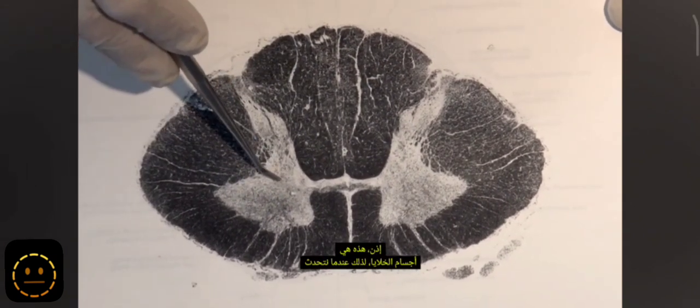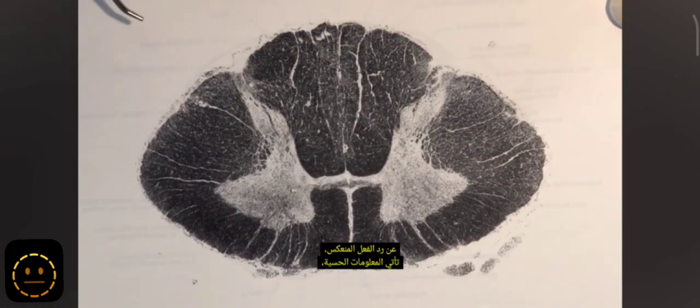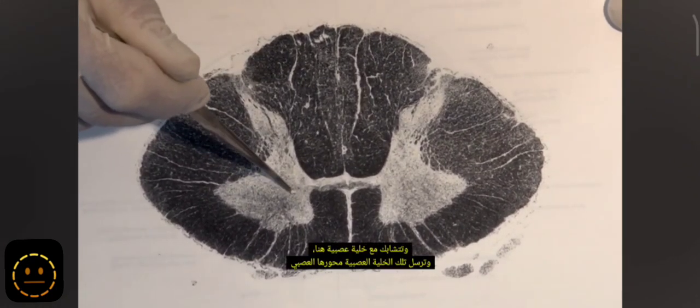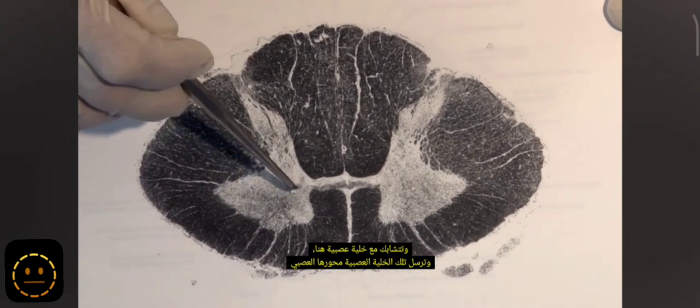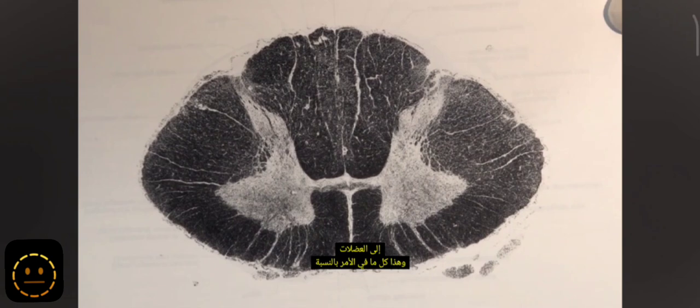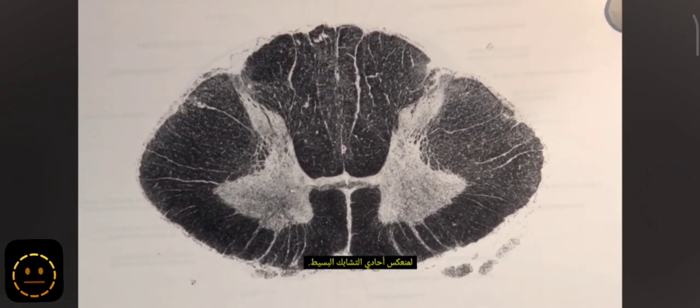So these are the cell bodies. So when we talk about a reflex, sensory information comes in, synapses on a neuron here, that neuron sends its axon out to the muscle, and that's all there is to a simple monosynaptic reflex.